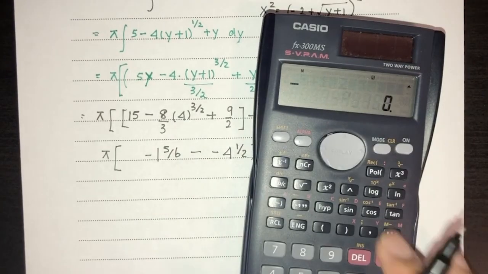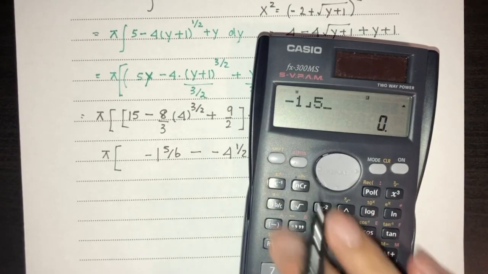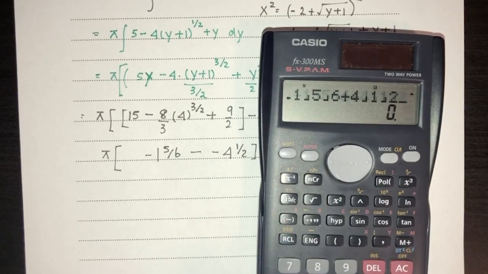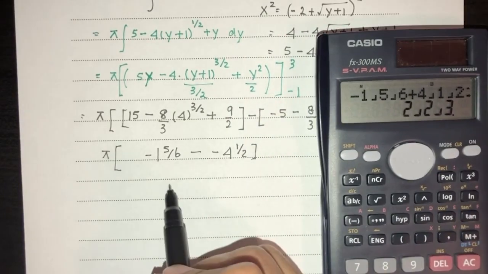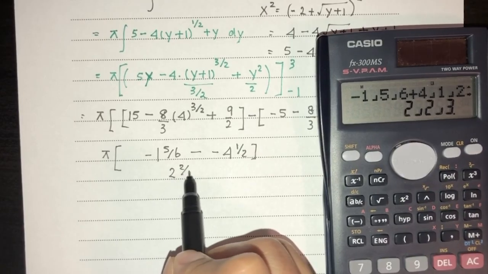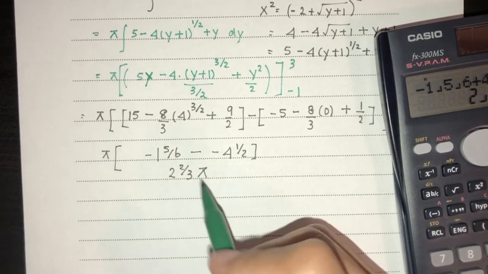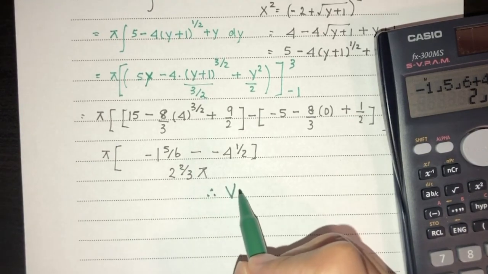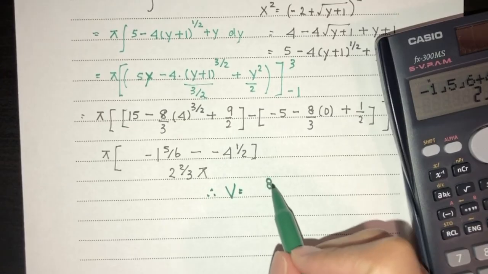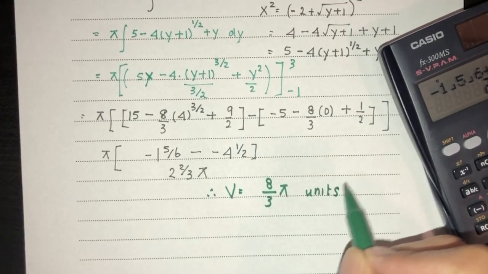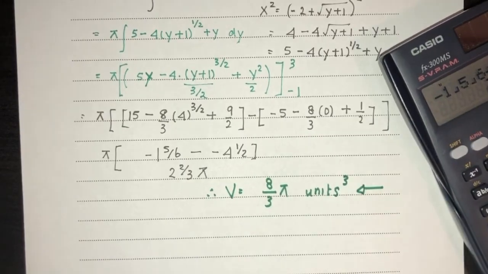Now let's solve this. 5 over 6 minus minus 4 over 1 over 2. That should give you 2 over 3 pi. So finally your volume of this shape will be 8 over 3 pi units cubed. And that is your answer for question number 11.